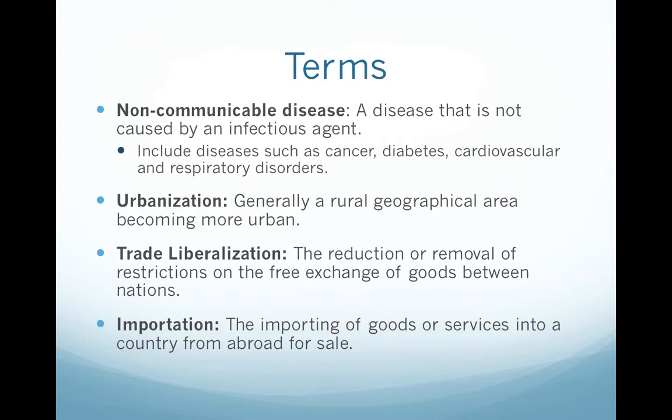Urbanization includes, typically, a rural geographical area that is becoming more urban or city-like. Trade liberalization is the reduction or removal of restrictions on the free exchange of goods between nations, and importation is the importing of goods or services into a country from abroad for sale. So trade liberalization and importation are very similar. They have a lot to do with each other.